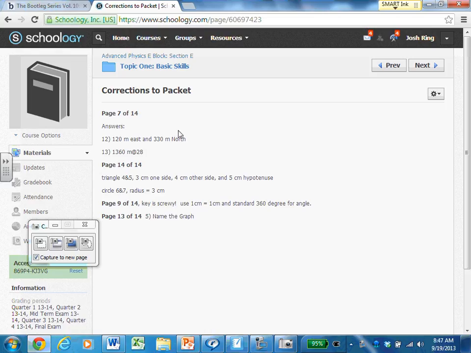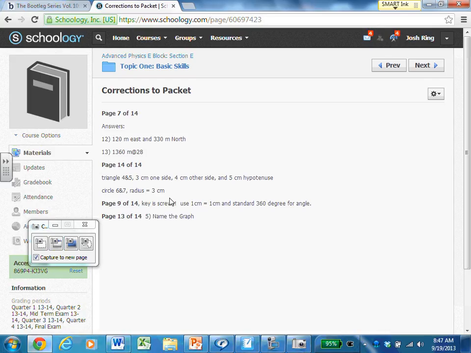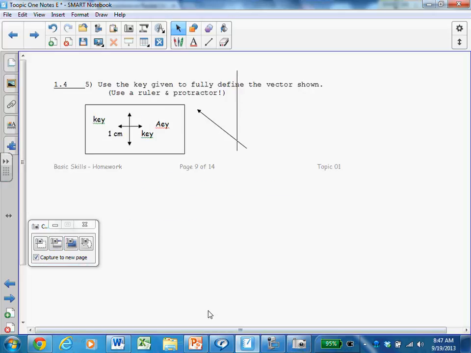So I put in topic 1 corrections on the packets. There's a couple on 7 of 14 in the answers. And then 9 of 14, the key is screwy, see? Use 1 centimeter equals 1 centimeter, and standard 360 degrees for an angle. Okay, so 1 centimeter equals 1 centimeter, and 360 degrees.